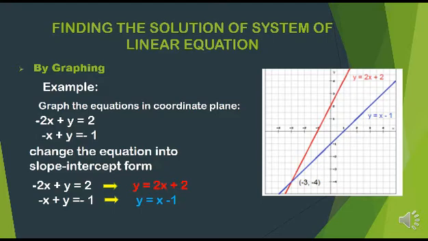From here, ilaline mo na siya, until gano'n din sa kabila. So nag-start ka sa negative 1, and also since positive ang slope niya, going up 1 and going to the right 1 also.